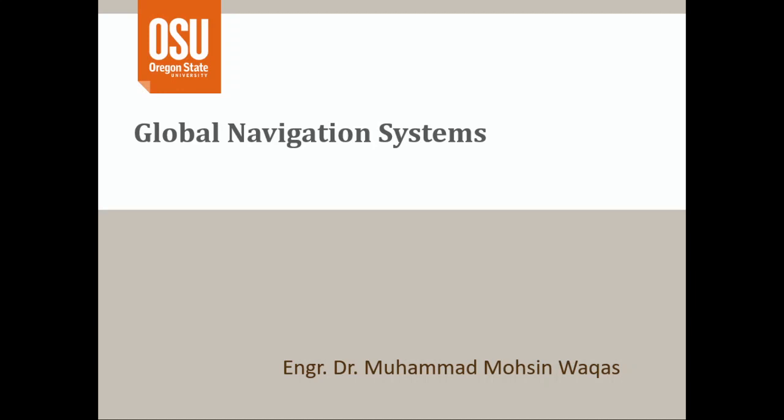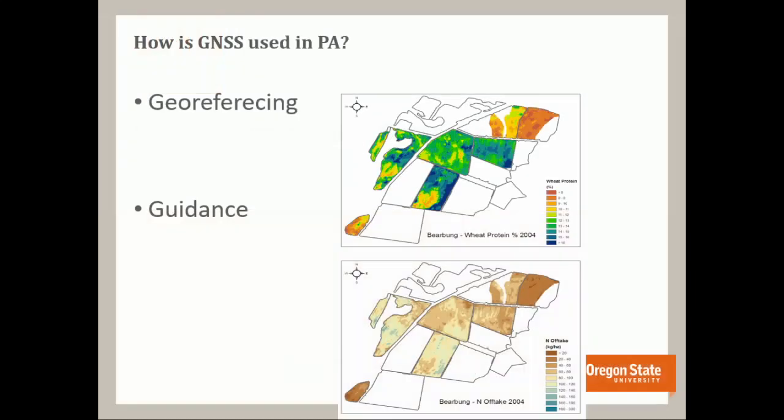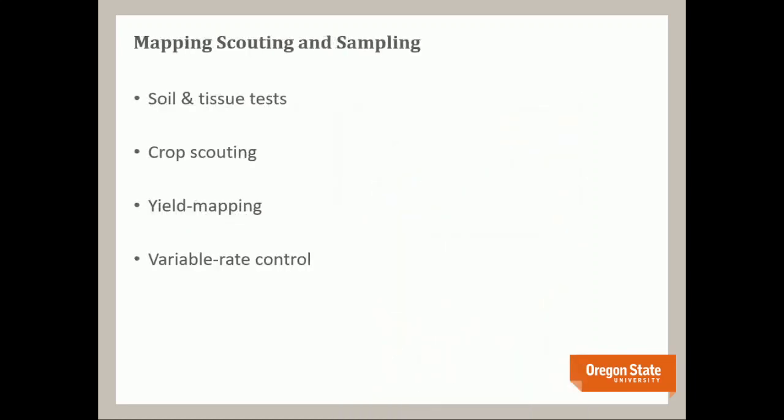Today we are going to discuss global navigation systems. How is GNSS used in precision agriculture or in other engineering uses, civil engineering, agriculture engineering, and agriculture purposes? What is georeferencing and guidance? Mapping, scouting, and sampling. It is used for soil and tissue tests, crop scouting, yield mapping, and variable rate control.